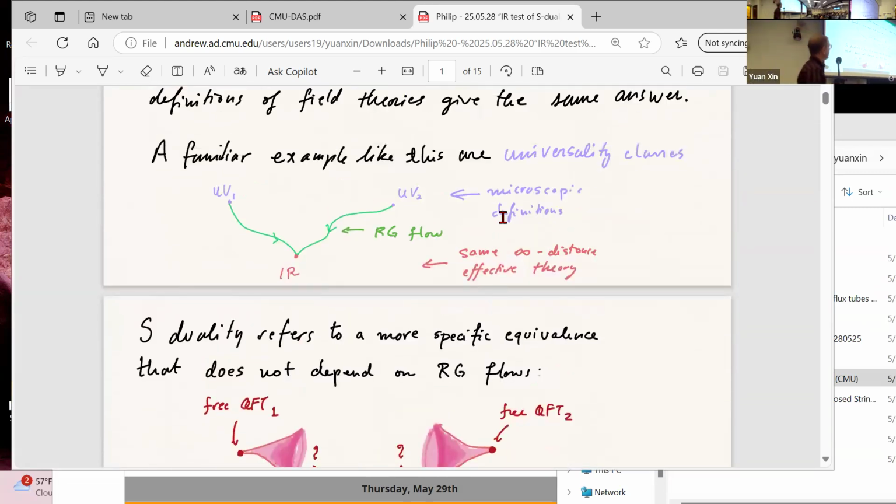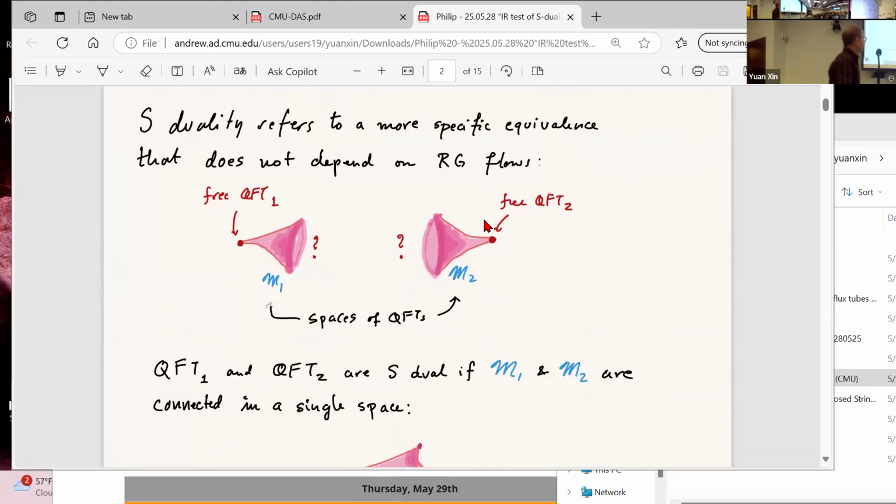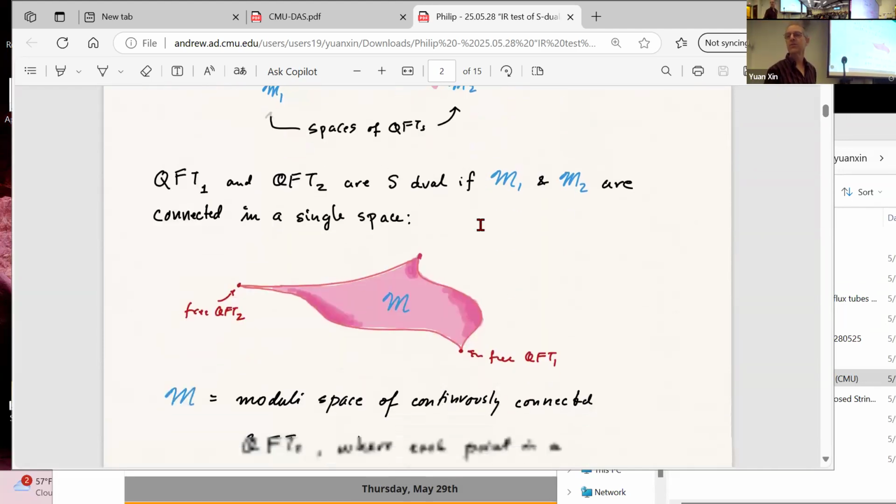A familiar example of something like this are universality classes, where we have two different microscopic descriptions and they're equivalent in the infrared. S-duality is not this kind of equivalence, which is an equivalence at the endpoints of RG flows. Instead, let's start with two different free quantum field theories, and let's say there are some couplings that we can turn on. And then the question of S-duality is, are these two theories connected? That is to say, we thought they were separate theories, but it may be that in their space of couplings, they form one continuous connected space.